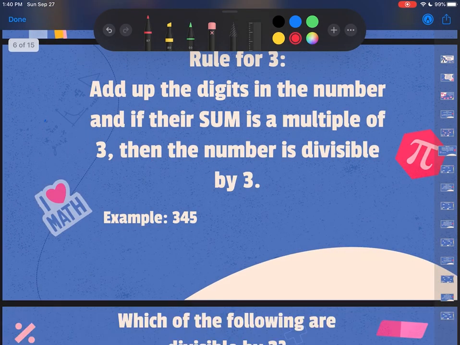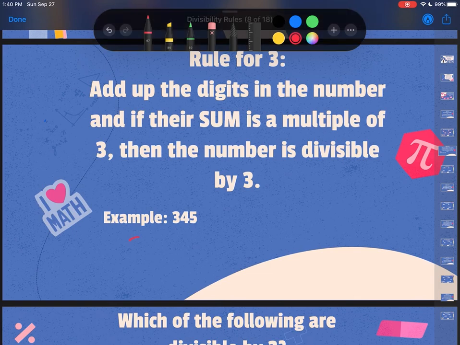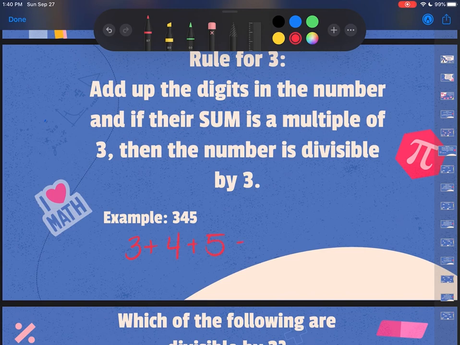Let's look at our next one. Our rule for 3. For our rule for 3, you need to add the digits in the number, and if their sum is a multiple of 3, then the number is divisible by 3. So let's look at this. Our example is 345. I'm going to add the digits: 3 plus 4 plus 5. Well, 3 plus 4 is 7, plus 5 is 12. So my digits add up to 12.